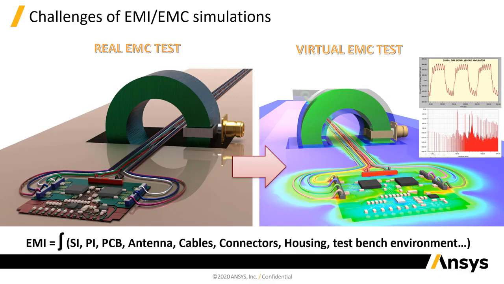And of course, since we're talking about electromagnetic interference, that's the sum of signal integrity, power integrity, PCB, RF, antennas, cables, housing, connectors. So that makes the simulation process more complex. And that's one of the biggest challenges that we have in electromagnetic simulations for EMI EMC. But I'm going to show some technologies in HFSS that help our users to overcome all of these challenges.